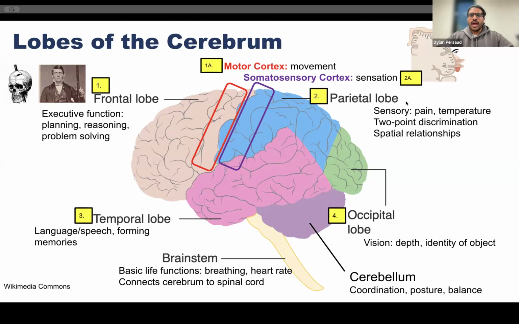So the parietal lobe is primarily sensory. We're talking about pain and temperature sensation, 2-point discrimination. So if I pinch my finger versus the top of my hand, I can tell where those 2 points are. And also spatial relationships.